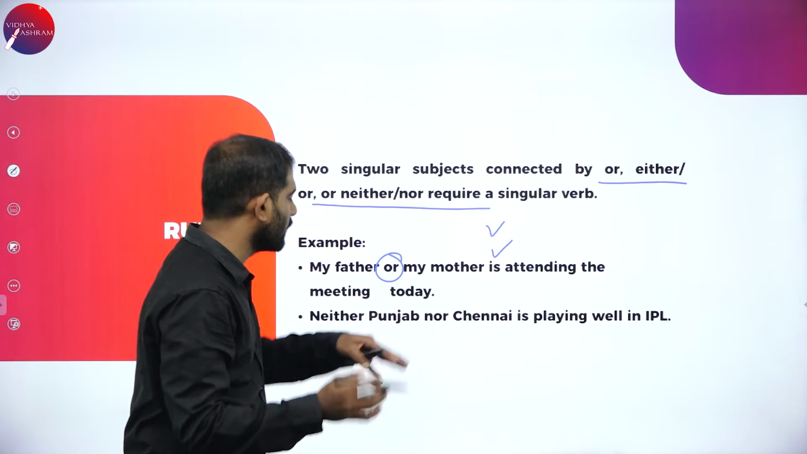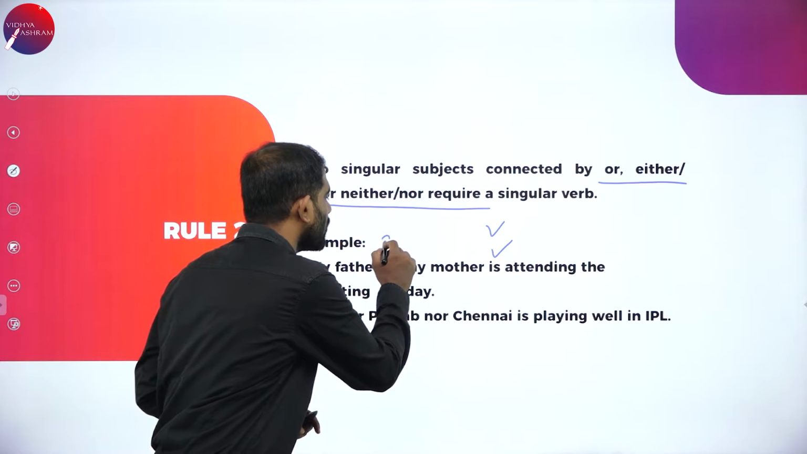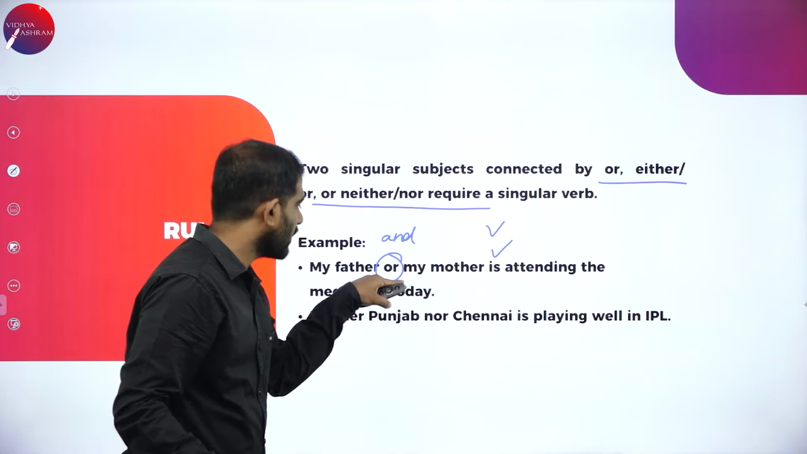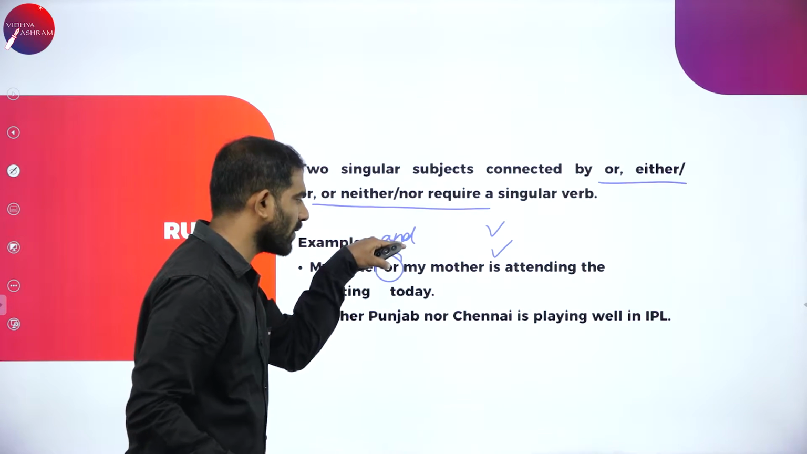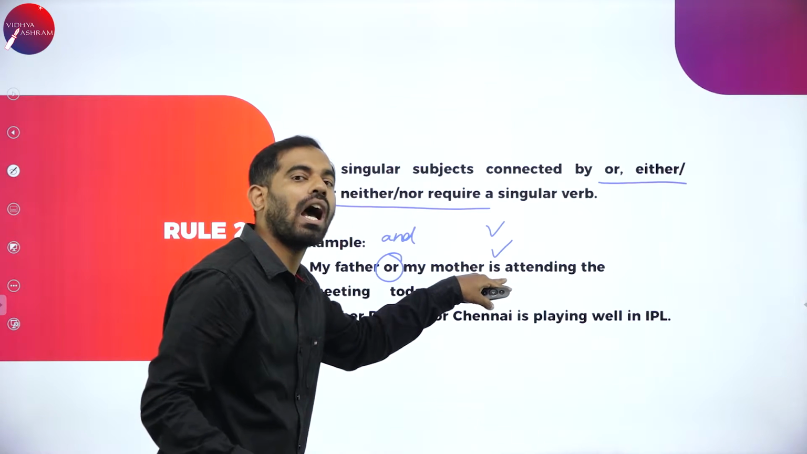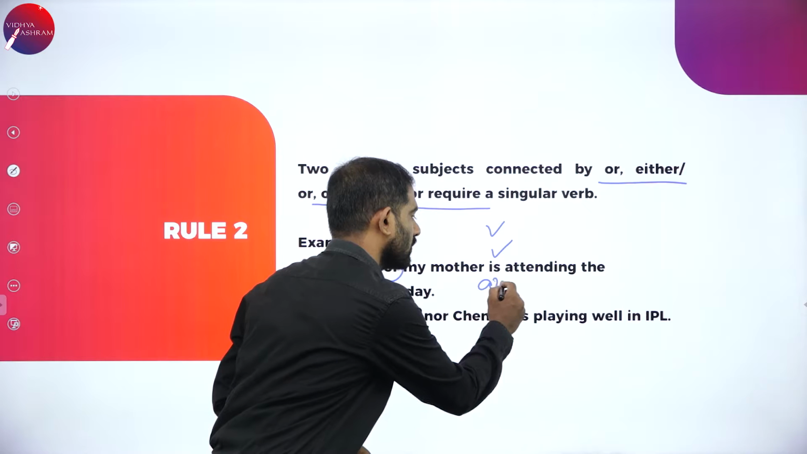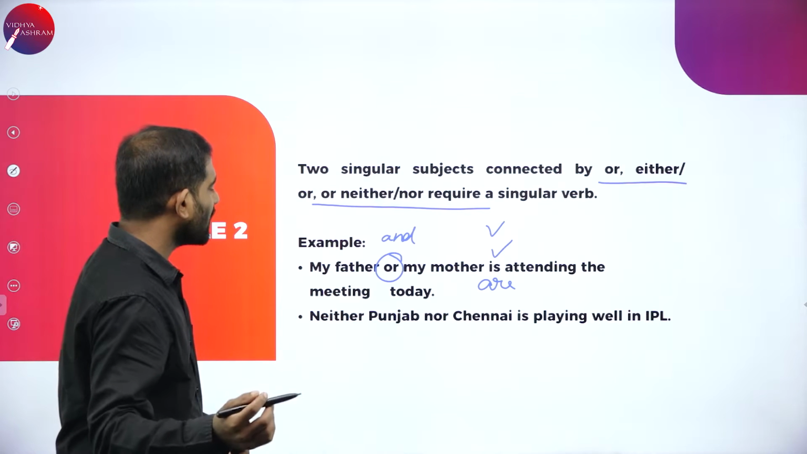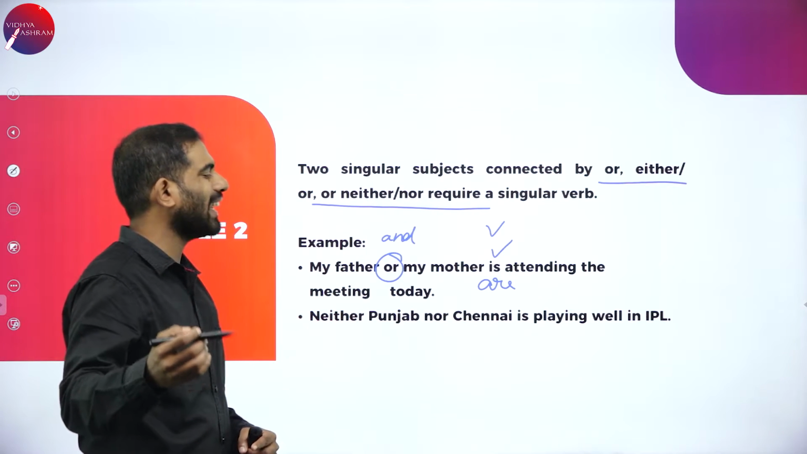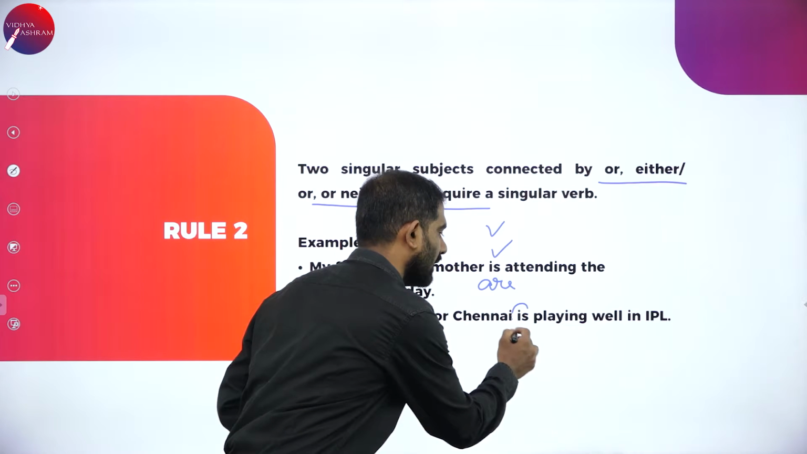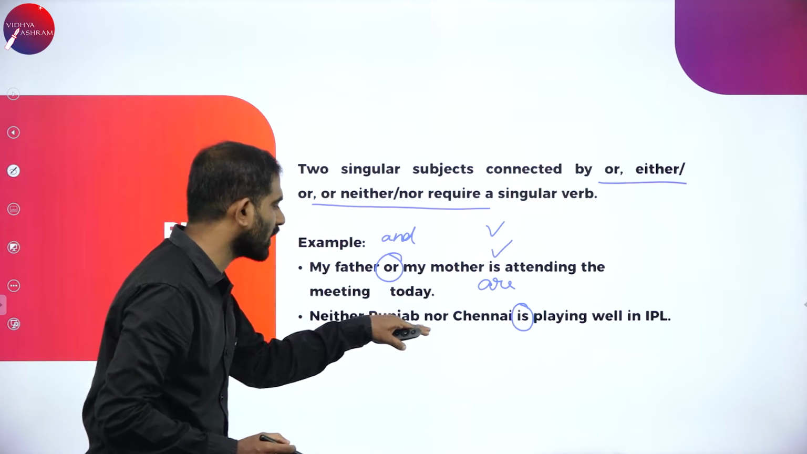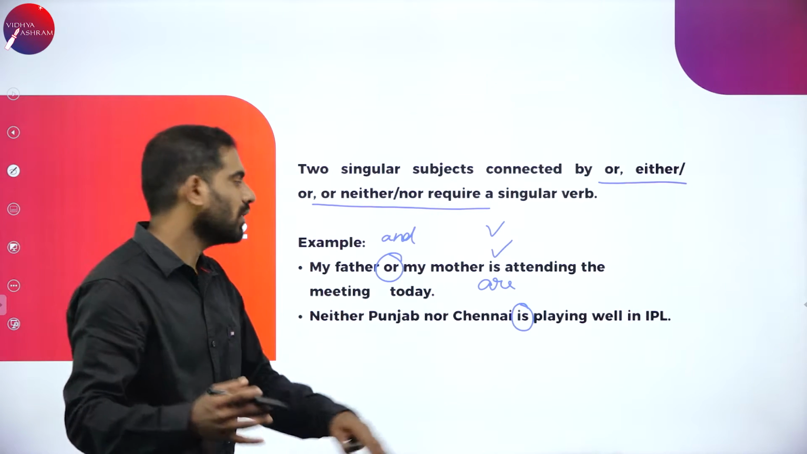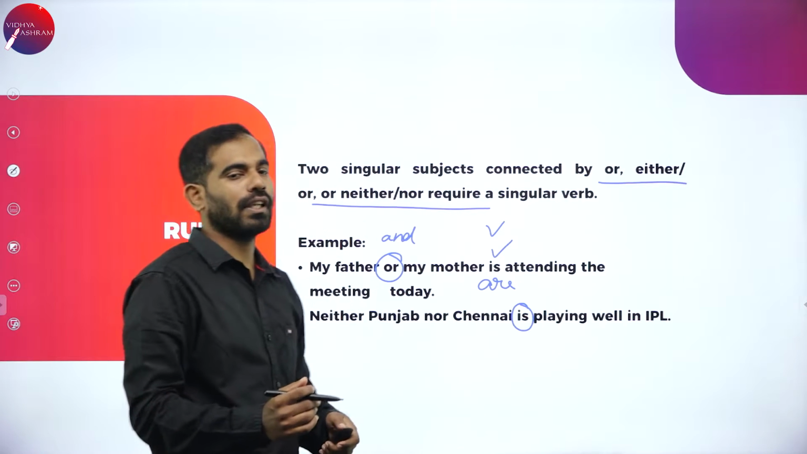If I remove or alter this or, and if I use and, there is another rule. If I replace this or with and, then the verb would be are, A-R-E: are attending the meeting today. Neither Punjab nor Chennai is playing well in IPL. Is playing. We are talking about two different teams. So neither of them is playing well in IPL.